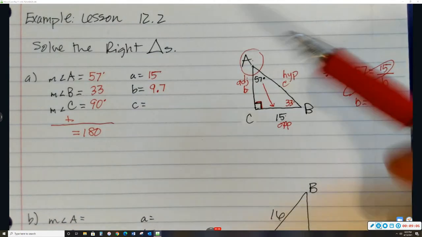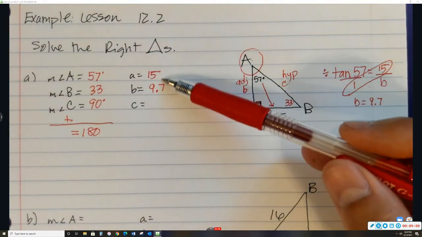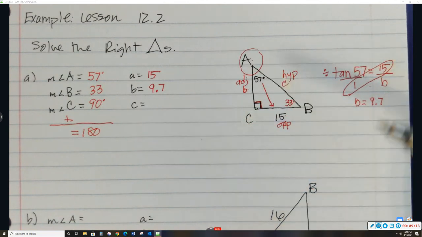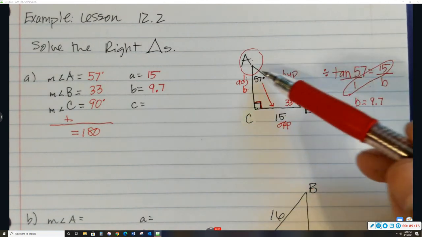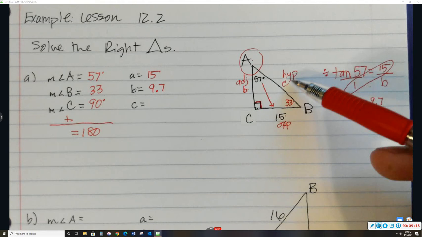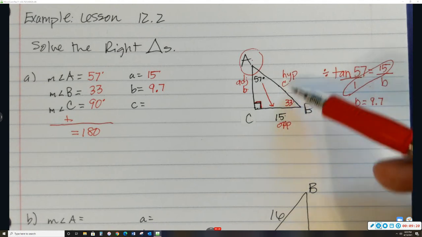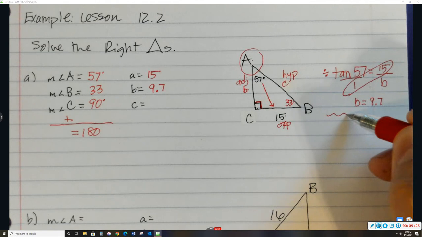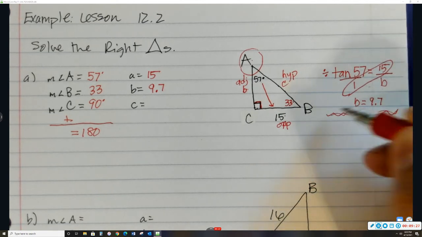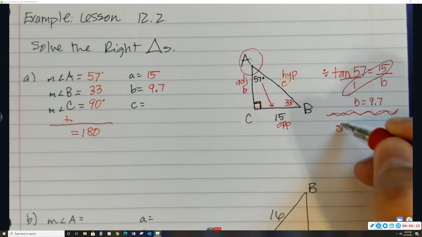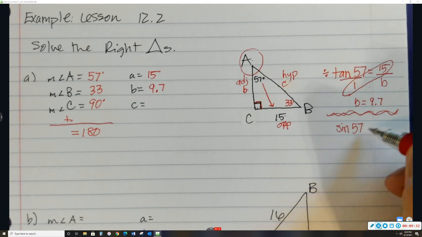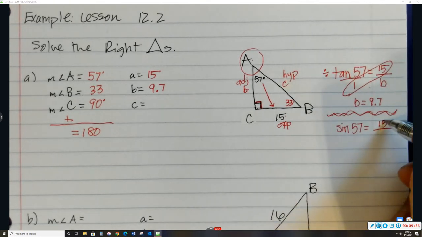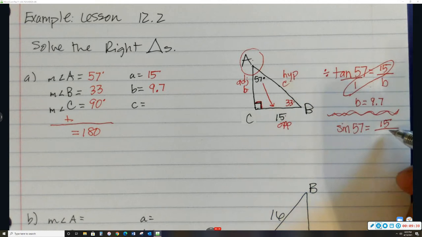Now if I wanted, I could use the Pythagorean theorem now. A squared plus B squared equals C squared, but I'm not going to. I'm going to use opposite and hypotenuse, which is the sine ratio, to figure out C. So we know sine of 57 degrees is equal to the length of the opposite leg divided by the length of the hypotenuse.